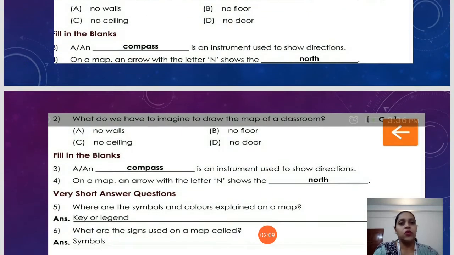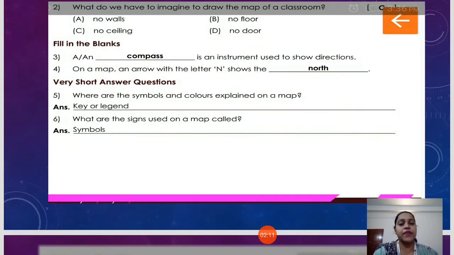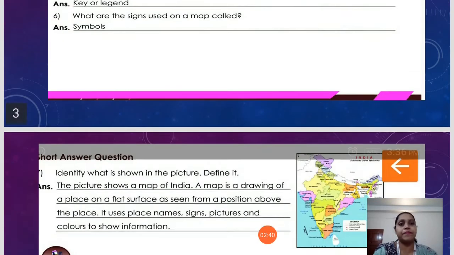Then children, we come to question number 5, and you can see here question number 5 is a very short answer question. Where are the symbols and colors explained on the map? Yes, children, on a map, where are the colors and symbols explained? It's given key or legend. Okay. Then we come to question number 6. What are the signs used on a map called? We have studied, children, the various signs on a map are called symbols, and these symbols are explained in a key of a map.